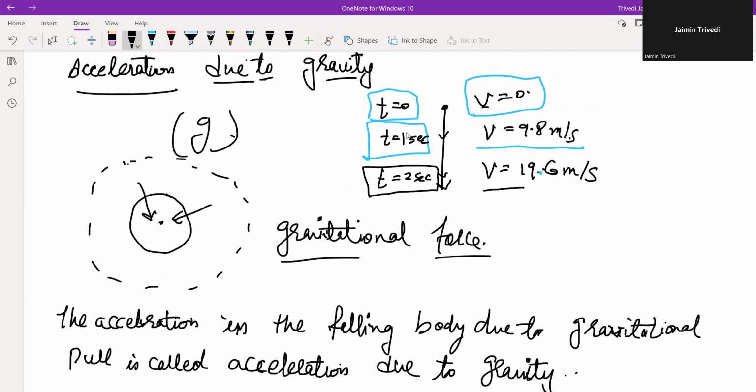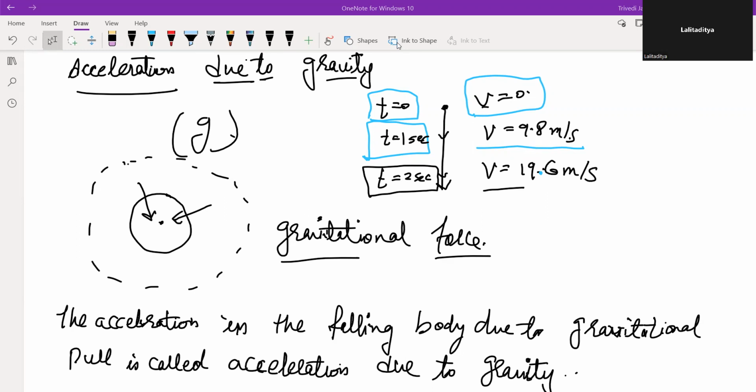Acceleration in a falling body due to gravitational pull is called acceleration due to gravity. Now, falling body means freely falling body. How can we say this is called a freely falling body? Lalit? How do we know that this is a freely falling body and this is some other thing?